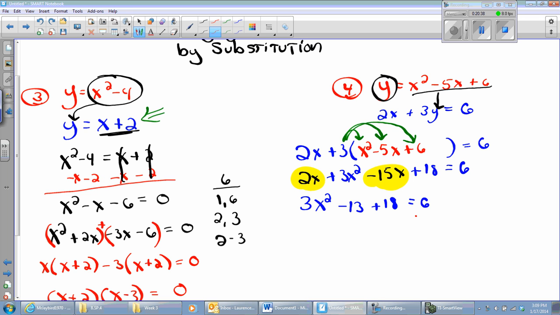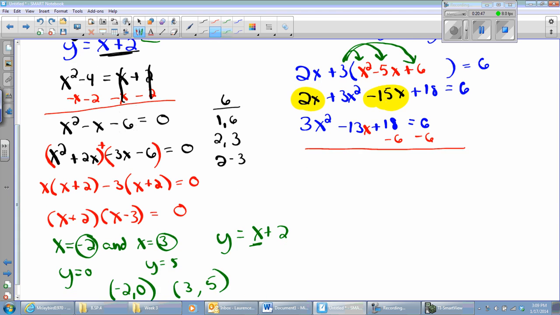I want it equaling 0. Oops, I lost my x. And I'm going to subtract 6 from there. Okay, so my simplified equation will be 3x squared minus 13x plus 12, and that'll equal 0.